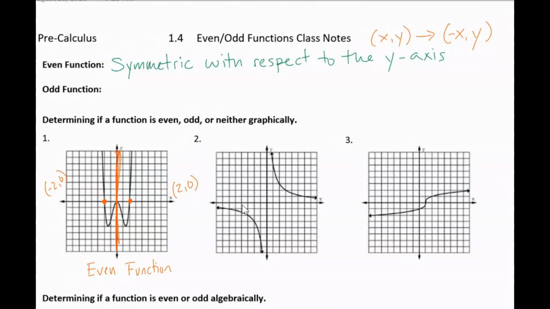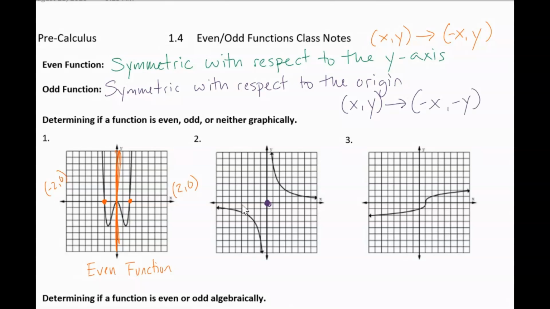An odd function instead is symmetric with respect to the origin. So which one of these graphs do you think looks like it's symmetric with respect to the origin instead? Two. If you're looking at the origin as the center of the graph, does everything look reflected in comparison to that origin? Symmetric over the origin is a little trickier to conceptualize, so I like to think about the points. If you have the point (x, y), the point (negative x, negative y) should also be on your graph.